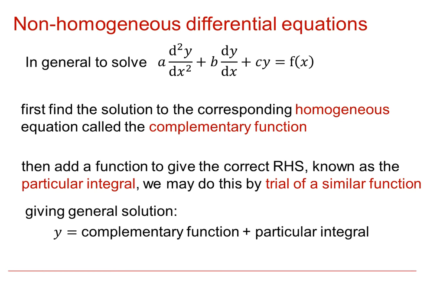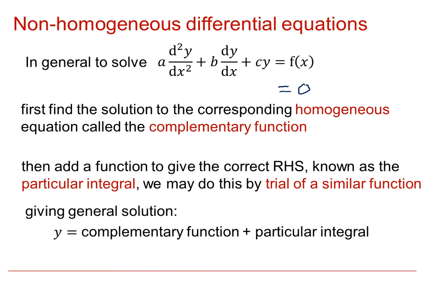In general, to solve an equation of the form a d2y by dx squared plus b dy by dx plus cy equals some function of x, first we find the solution to the corresponding homogeneous equation, where you will remember that instead of equaling f of x, we would set that equation equal to 0. And this solution is called the complementary function.